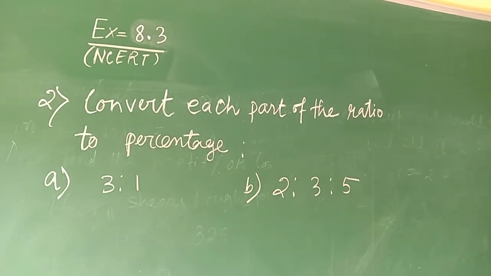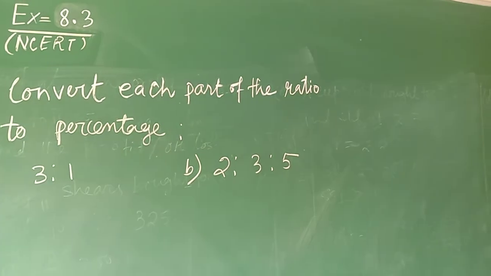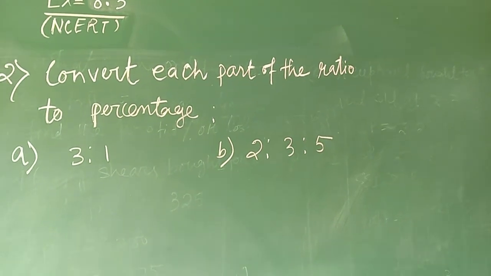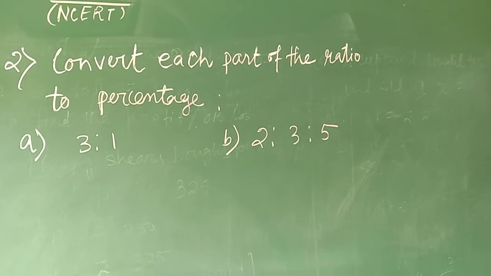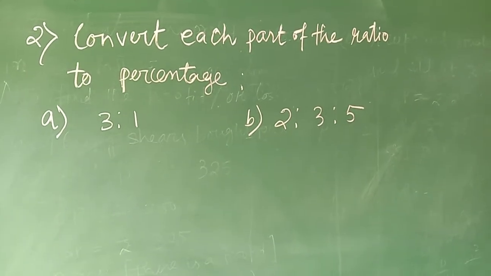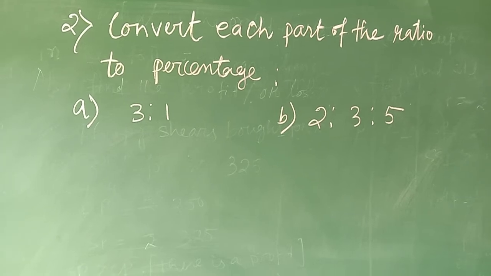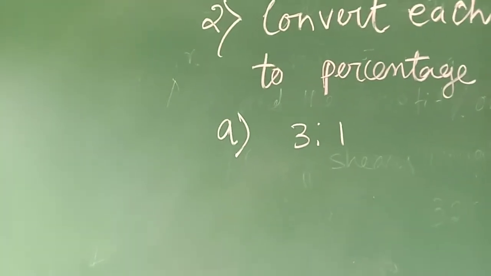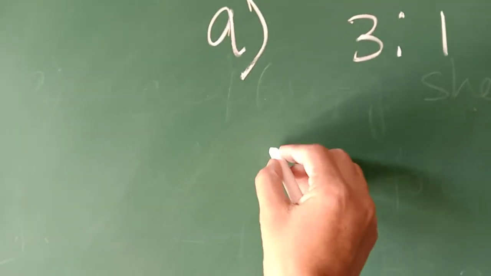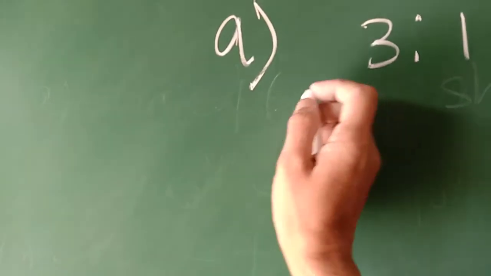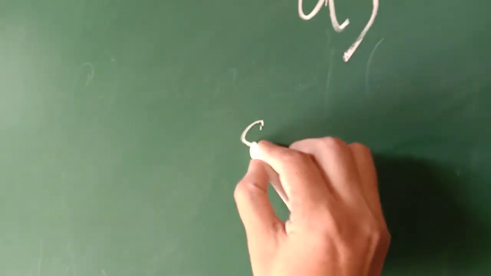Now next question is question number 2. Convert each part of the ratio to percentage. Each part of the ratio to percentage, what does it mean? Let's see. The question is 3:1. In 3:1, first of all you have to find the sum of the ratio.